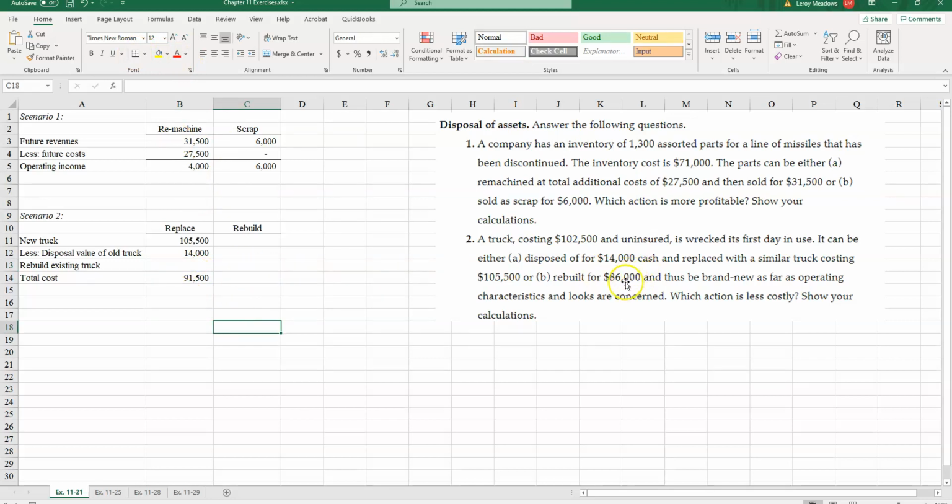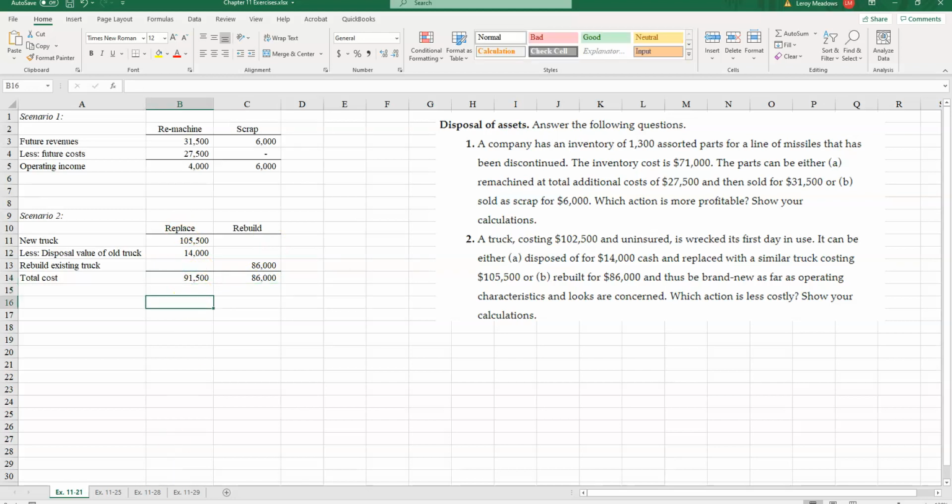Now, if I rebuild the truck, it's going to cost me $86,000. So what is my total cost to rebuild the truck? Well, I'm just going to spend the $86,000. I'm not going to dispose of that truck because I'm rebuilding it, so that $14,000 is irrelevant in the rebuild alternative. And we're not going to buy another truck if we're just going to rebuild the old truck. So my total cost to rebuild is $86,000. The total cost to replace is going to be $91,500.